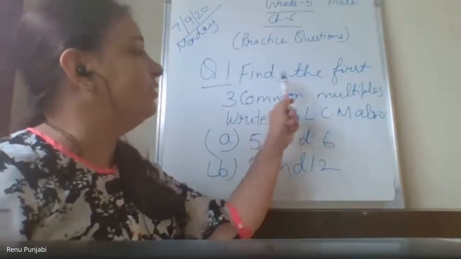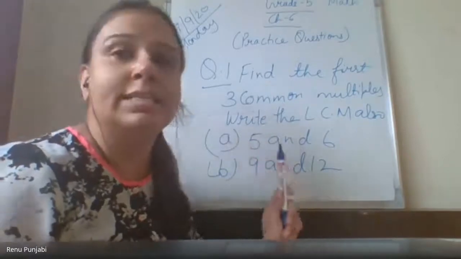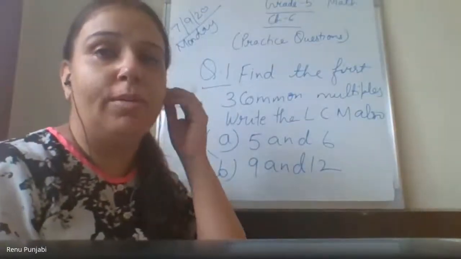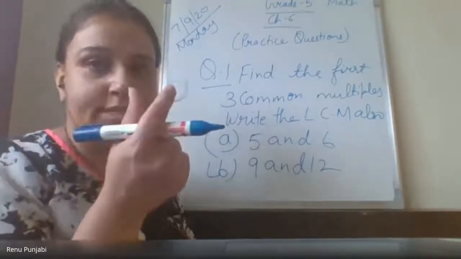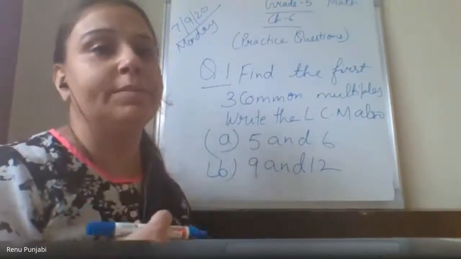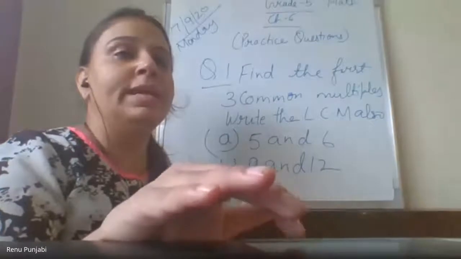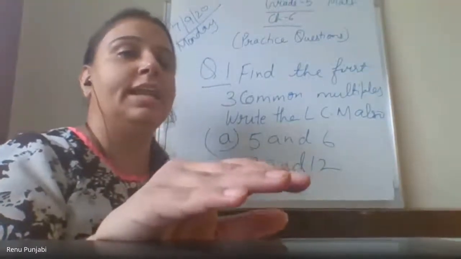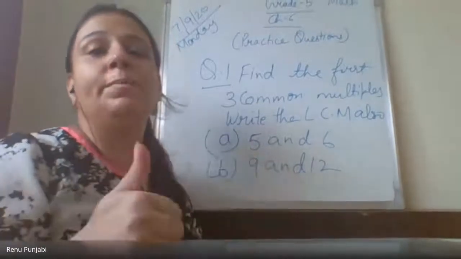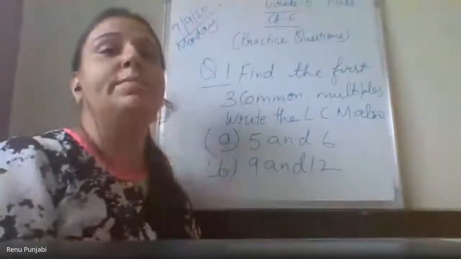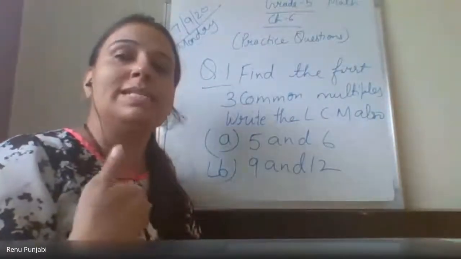Here the question is: find the first three common multiples, write the LCM also. First, we should know what is LCM? Least common multiple. The full form of LCM is least, which means smallest, right? Smallest common multiple. First, we should know what is a multiple. Mannat, you please see here first, understand it and then write. Multiple means you have to say the table of that number. If I say write the multiples of 6, you will say the table of 6. Am I clear?